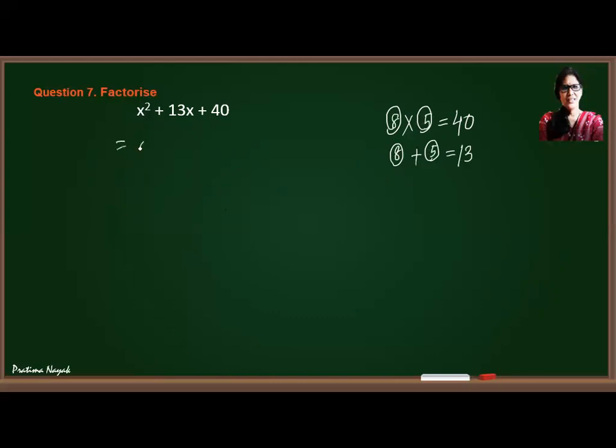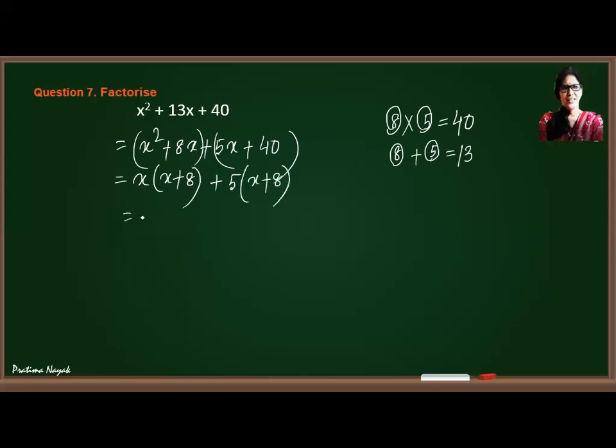So I'll write x square plus 8x plus 5x plus 40. Then from these two I'll take common x. So x plus 8. And from these two I'll take plus 5 common. So x plus 8. So this gives you x plus 8 multiplies x plus 5. So writing the answer, x square plus 13x plus 40 gives you x plus 8 multiplies x plus 5.